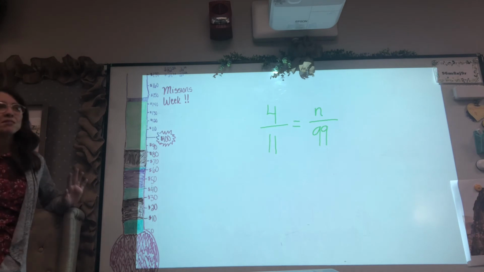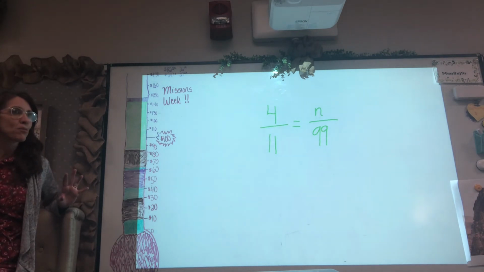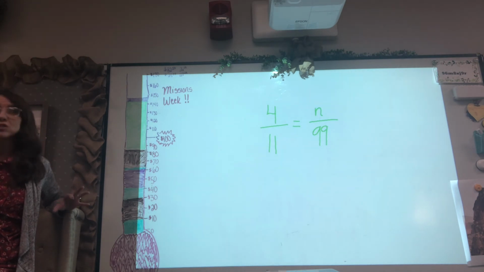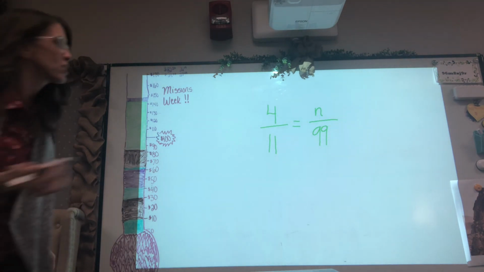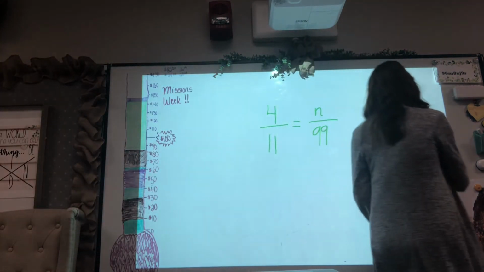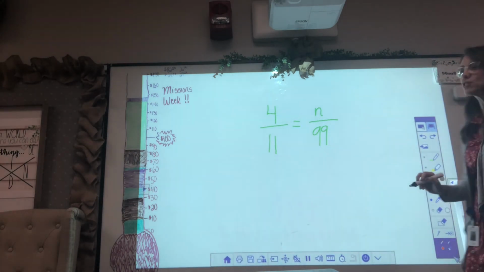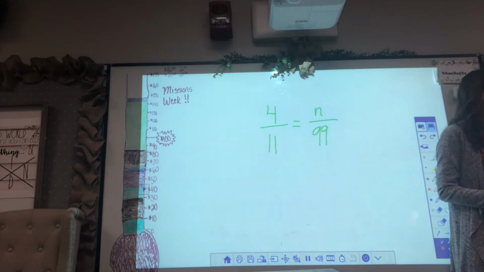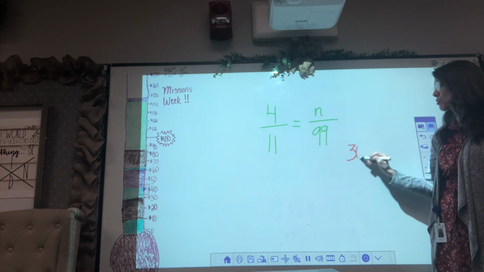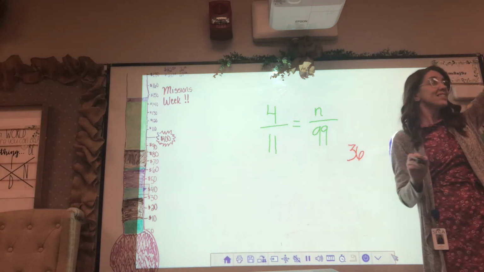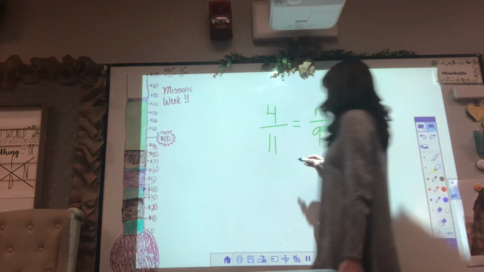All right, just hold your hands still. I'm going to wait until I can get as many hands raised as possible. All right. Oh, we're nearing 100%. We're so close. Mateo is going to walk us through this. Mateo, what is your answer for what n is? Mateo says the answer is 36. Who agrees? Yes. Mateo, how did you do that?